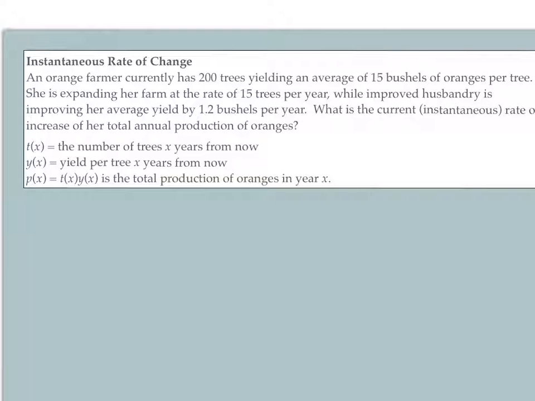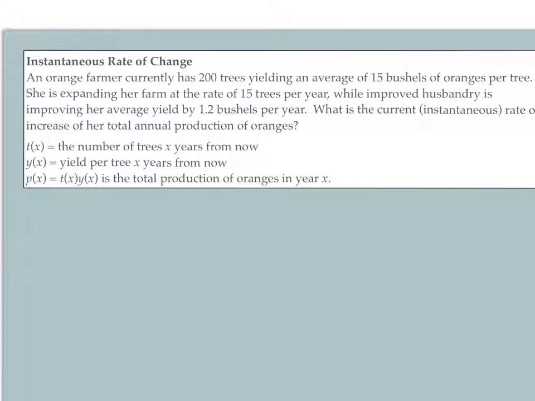Okay, she is expanding her farm at a rate of 15 trees per year, while improved husbandry is improving her average yield by 1.2 bushels per year. That's a farming word. Okay, what is the current instantaneous rate of increase of her total annual production of oranges? Okay, and it gives us some different functions down here. It says T of x, the number of trees x years from now. Y of x is the yield per tree x years from now. And P of x is equal to T of x times y of x, and it's the total production of oranges in year x.